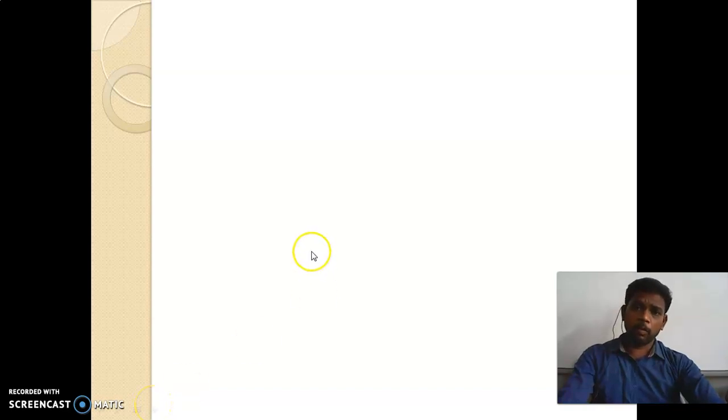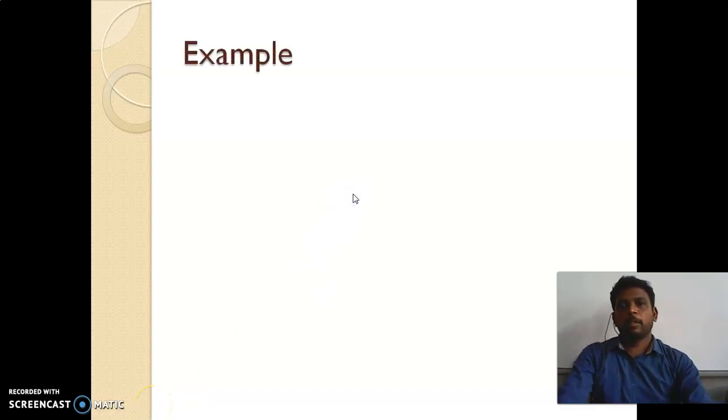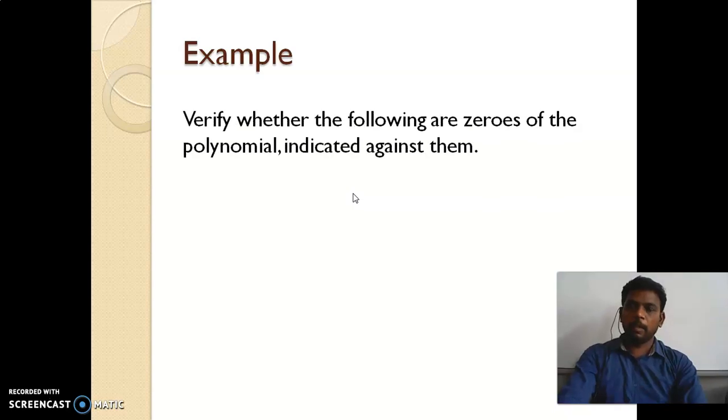Let us complete the slides now. So next example is verify whether the following are zeros of the polynomial indicated against them. Right? So we are going to verify whether the following are the zeros or not.